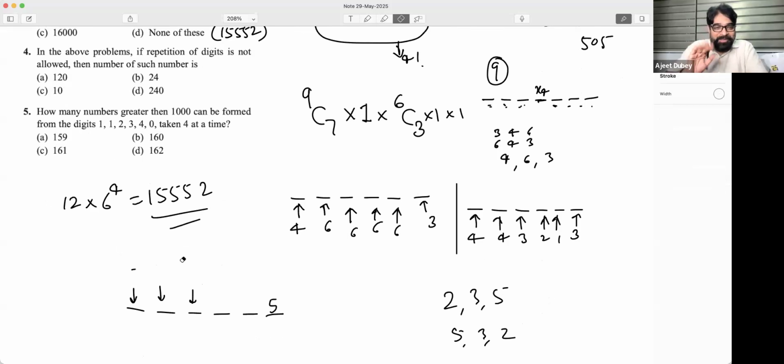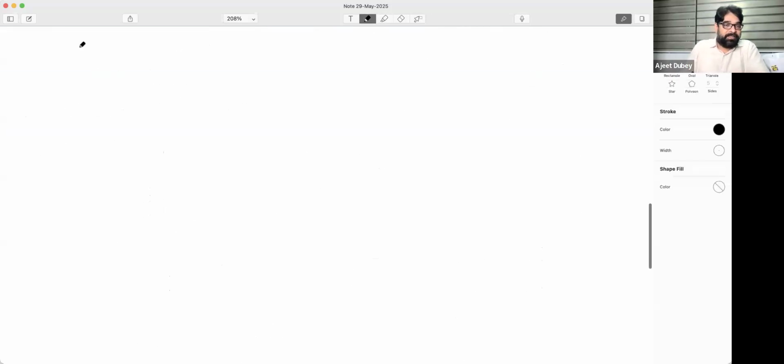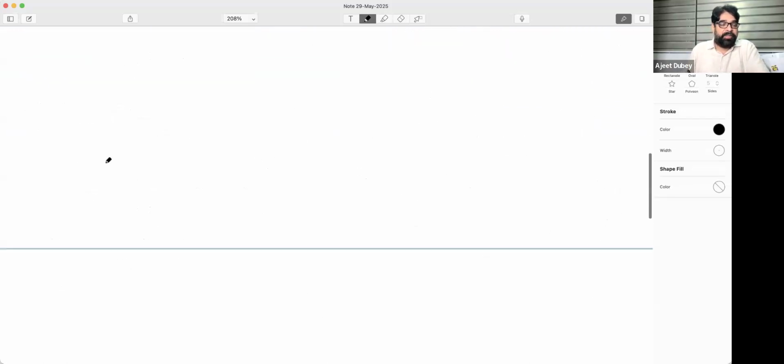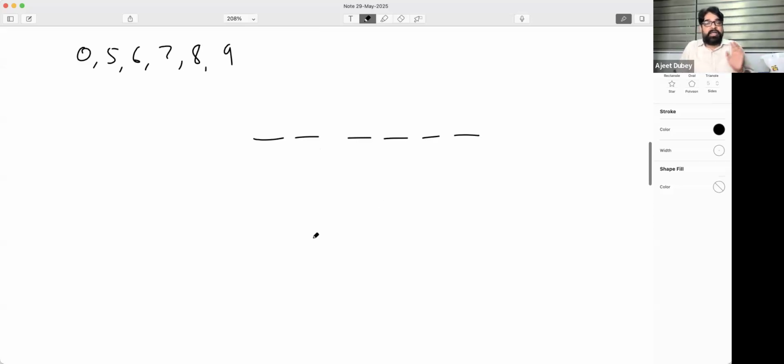Hold on. Let me solve it. I'm listening to everybody, and it's getting unnecessarily time consuming. Let me solve it separately. Let's make the cases. The digits are 0, 5, 6, 7, 8, 9. We want a 6-digit number. The problem is that there are restrictions here also.